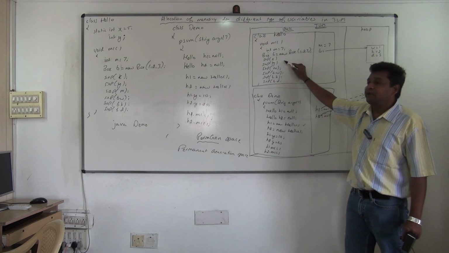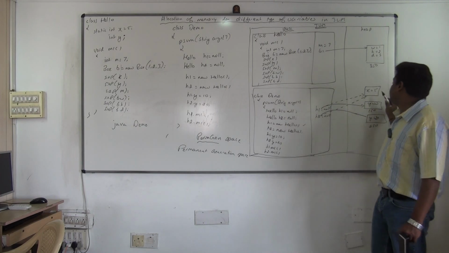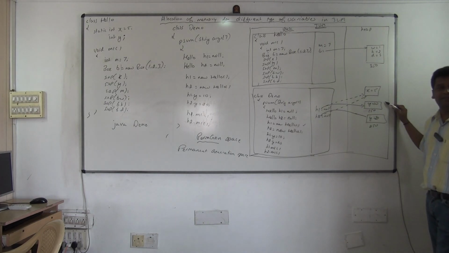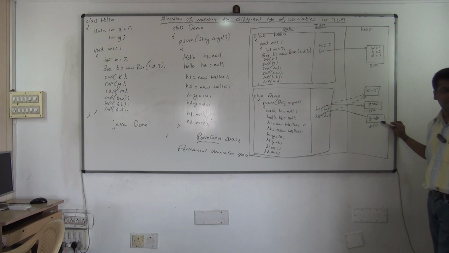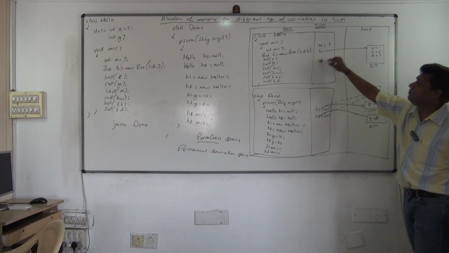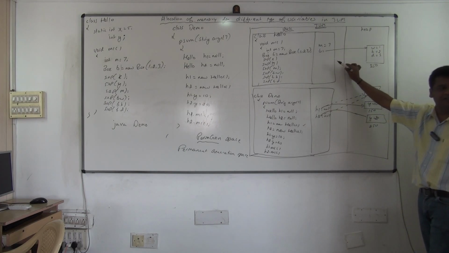Okay. So then SOPX, what will it do now? It will pick it from here. SOPY, it will pick it from here. This y it will pick, not that y, because you have called h1.m1. Then it will print b.w, b.h, b.d, everything will execute.